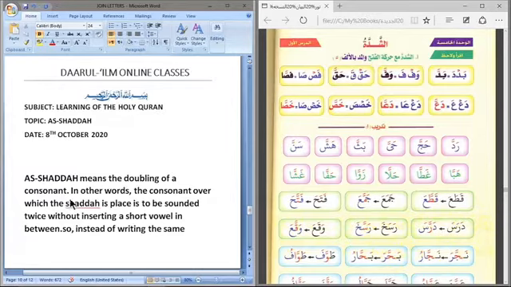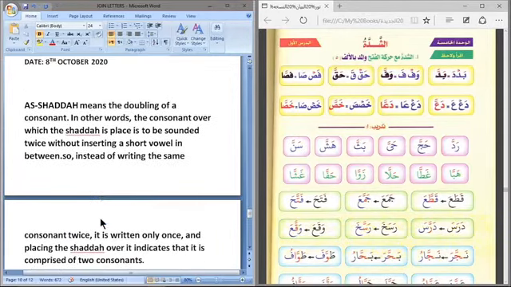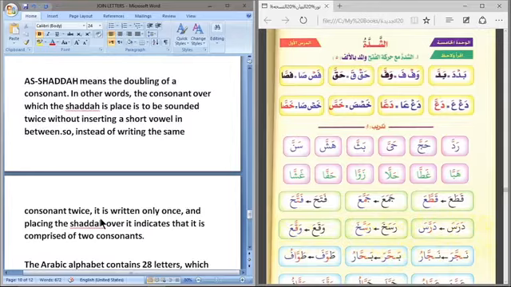Or in other words, it can mean the consonant over which the shaddah is placed is to be sounded twice without inserting a short vowel in between. So instead of writing the same consonant twice, it is written only once. And placing the shaddah over it indicates that it comprises two consonants.